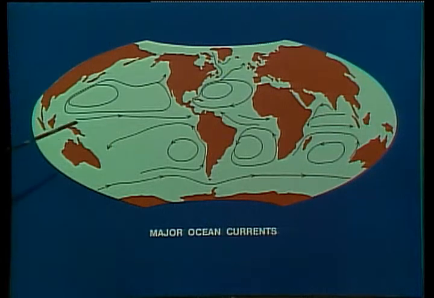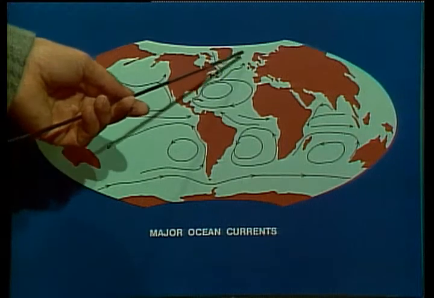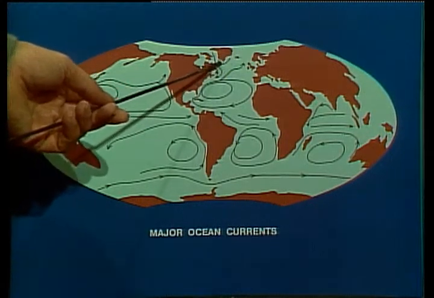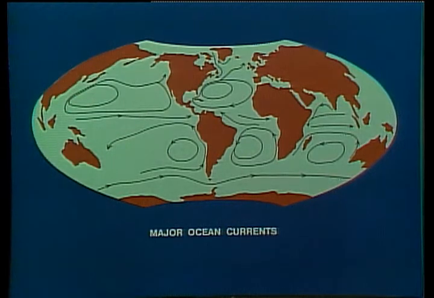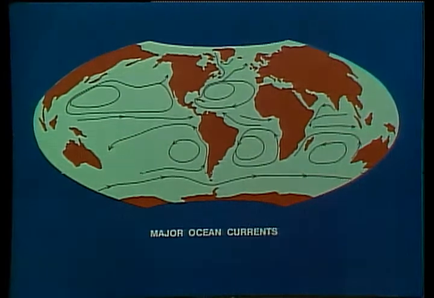In the northern areas, there are other gyres, and here we have a very cold current, the East Greenland current and the Labrador current, and there are similar subsidiary current systems around Japan and in the Southern Ocean.